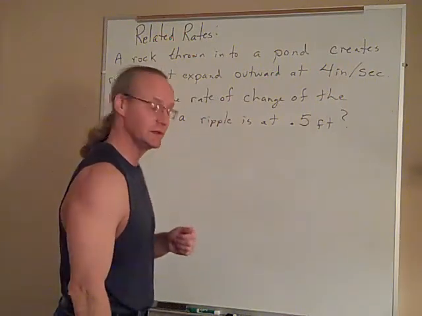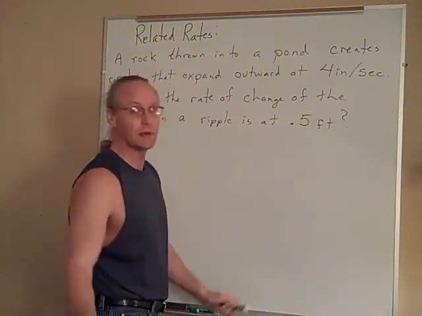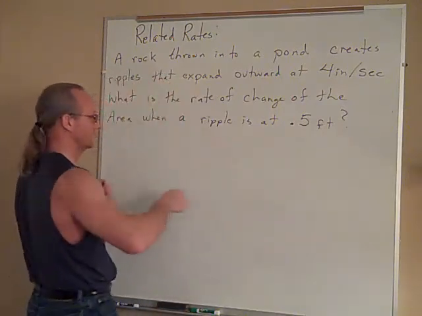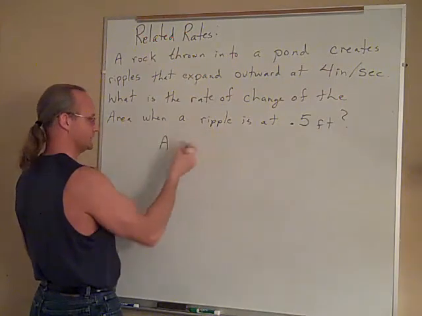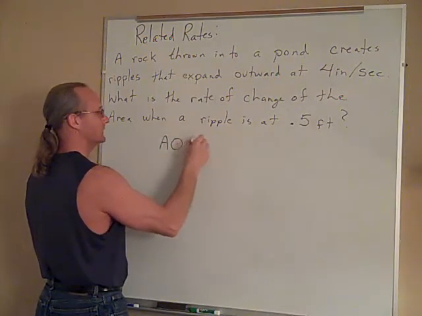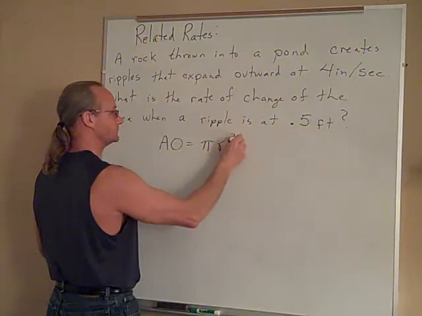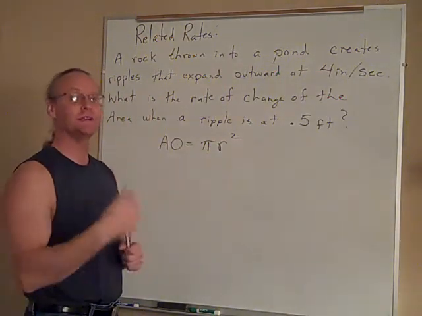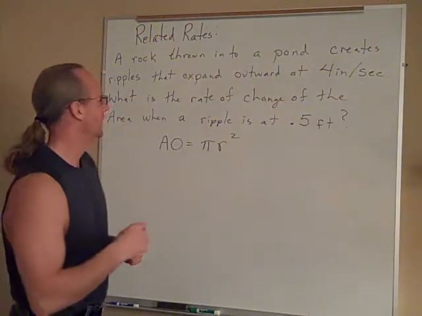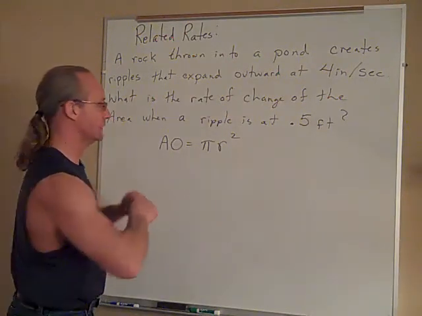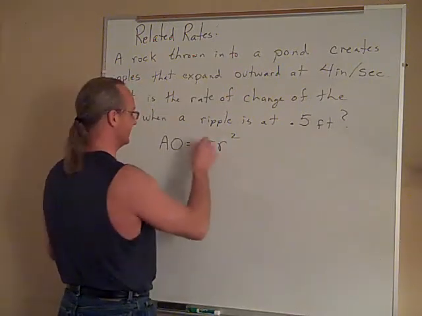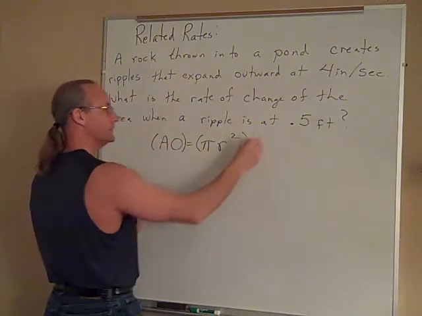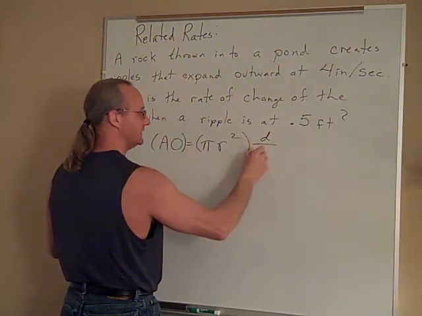There's a relationship between those rates. Now the way we solve the problem, it's really easy to do. We just look at how area is related to the radius. The area of a circle, these are circular ripples, is equal to pi r squared. Now what we're interested in is looking at the change in the area over time. And in this case, we're going to differentiate both sides of this relationship with respect to time, d/dt.